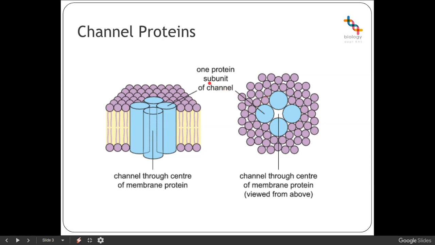Some channel proteins require no conformational change, and that allows our facilitated diffusion as passive transport of a specific substance. There are other channel proteins, however, that are gated, and they will change their conformation to allow or prevent diffusion. These can be either ligand or voltage gated.